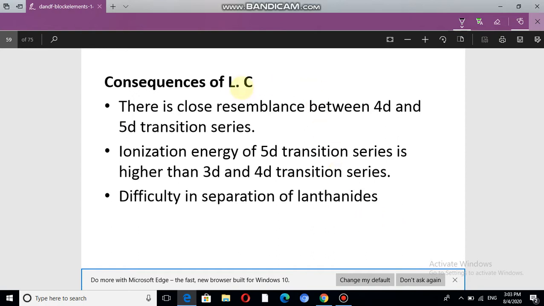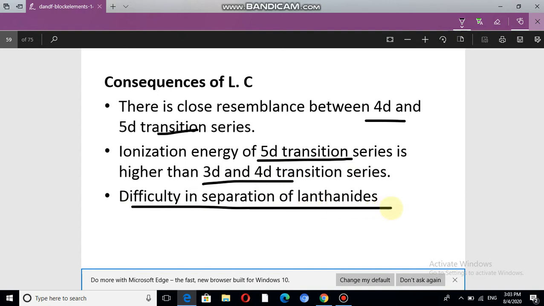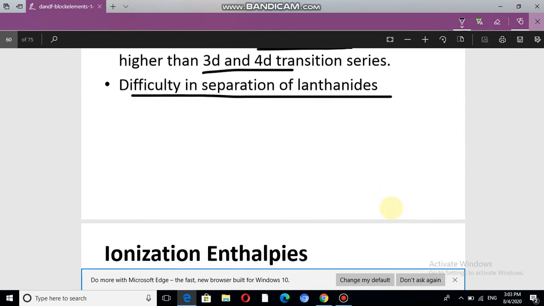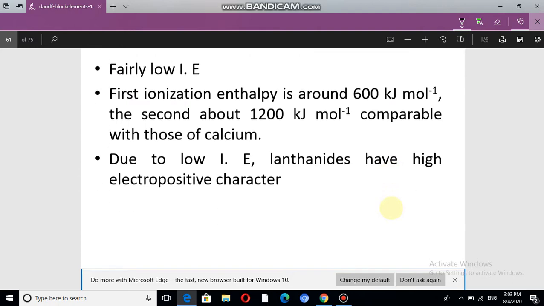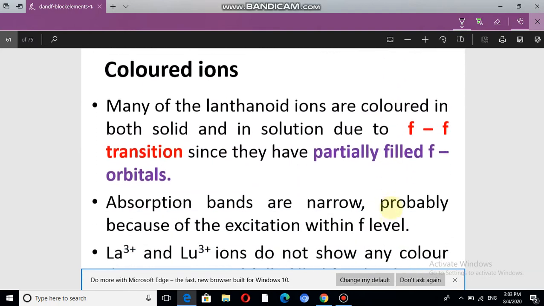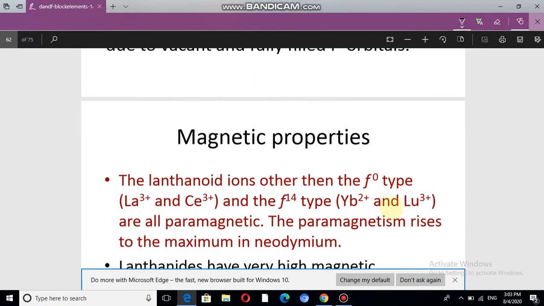Consequences of lanthanoid contraction. Because of lanthanoid contraction, the 4d and 5d transition series closely resemble each other. The ionization energies of the 5d transition series are higher than those of 3d and 4d, and because of lanthanoid contraction, it is very difficult to separate lanthanoids. Now we'll move on directly to the oxidation states of lanthanoids.